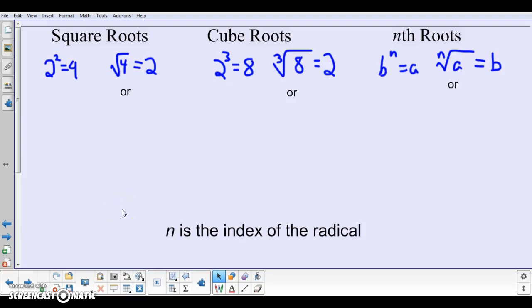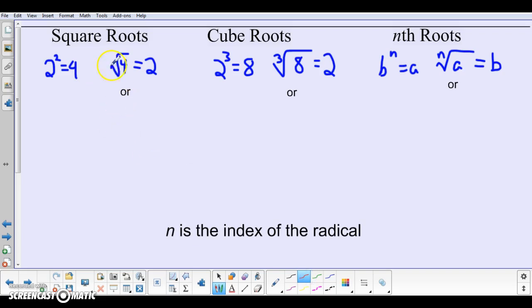Algebra students, in this video we are going to look at the idea of rational exponents. Going back to what we just finished up with, looking at square roots, cube roots, and nth roots, where n is the index of the radical and tells us which root we're going to take, I'm going to show you a way to write these in a little bit different format.